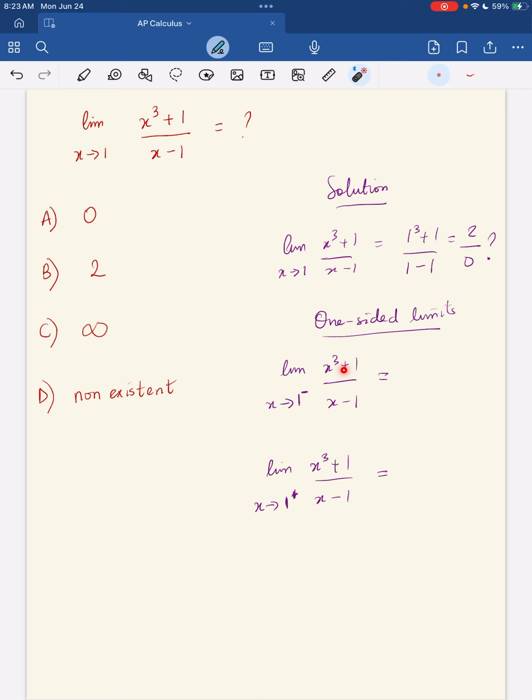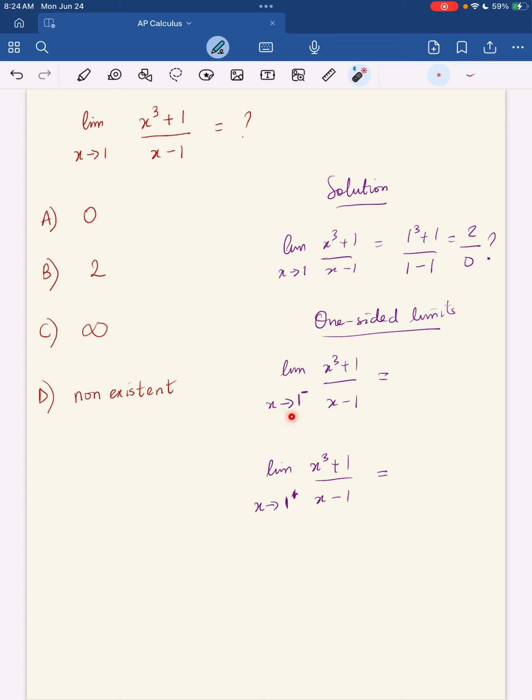So we can calculate from the left-hand side of the value of x and from the right-hand side of the value of x. If they give the same answer, then we'll say that the limit at that value is the answer to the question. But if they give different values, then the limit at that particular value, in this case 1, does not exist. Okay, so that is the concept of one-sided limits.